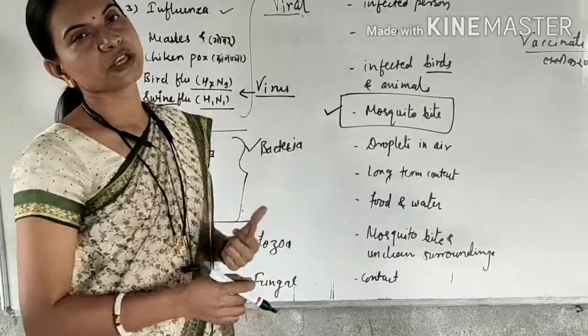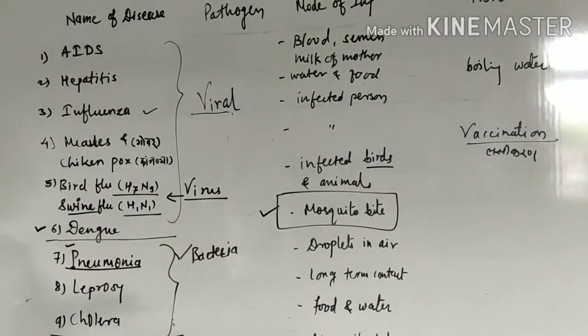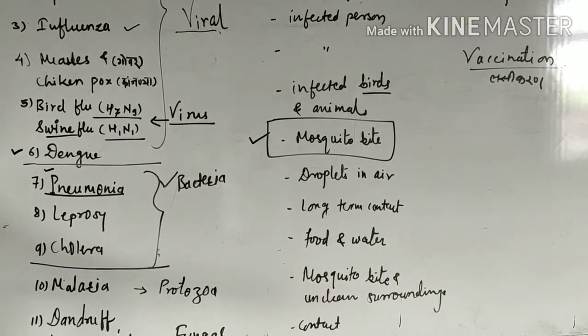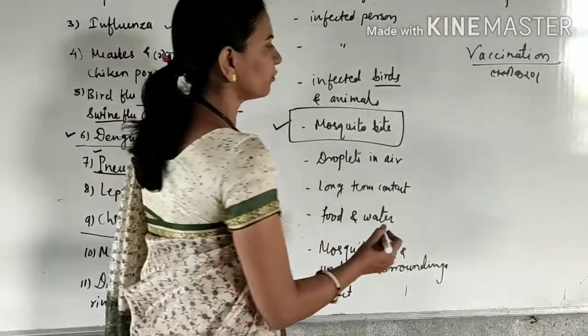And how this pneumonia is spread? The mode of infection of this pneumonia is droplets spread in air by the infected person. In 8th standard you studied about one diagram.